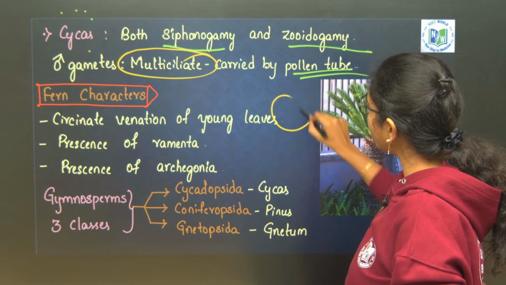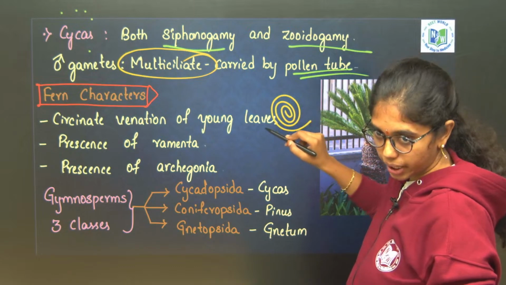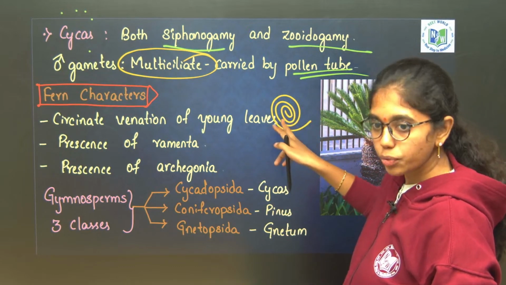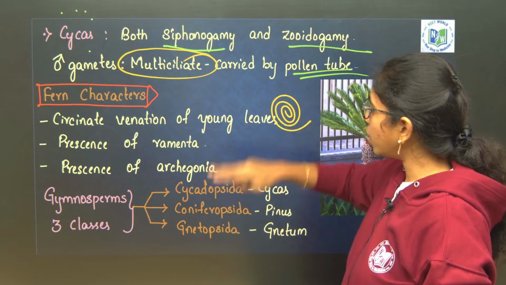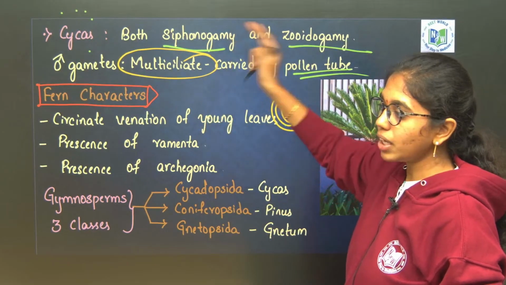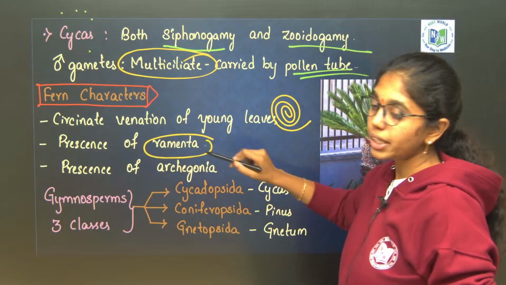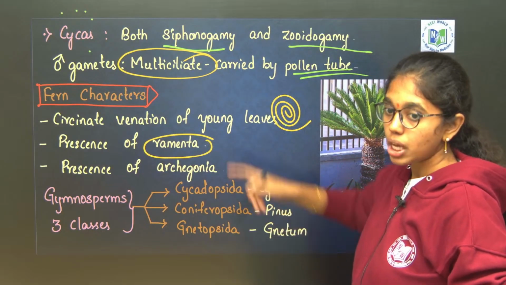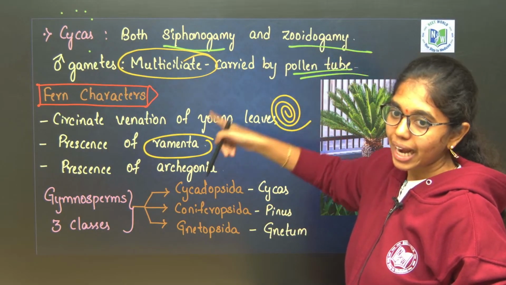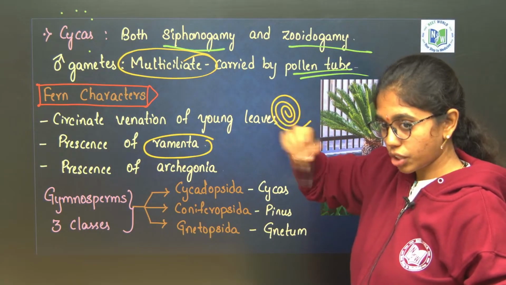Fern characters seen in cycas include circinate venation of young leaves, means the leaves roll inwards towards the inner side. This is called circinate venation. This is one of the fern characteristics observed in what? Gymnosperm, that is cycas. And presence of ramenta. Ramenta are nothing but hair-like structures. There you have seen paraphysis and here it is ramenta.